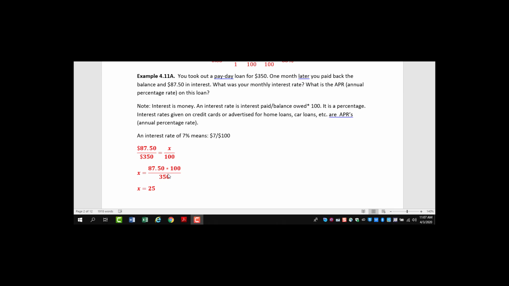Okay, so here it is worked out. Interest over the amount that you borrowed equals how much interest over $100 borrowed. And the answer is 25. It's cross multiply and divide. I'm not going to work out every cross multiplication and division. You should know how to do that by now. So x here becomes 25 because we solved for it. Now 25 over 100 is equal to 25%. So that's the monthly rate.